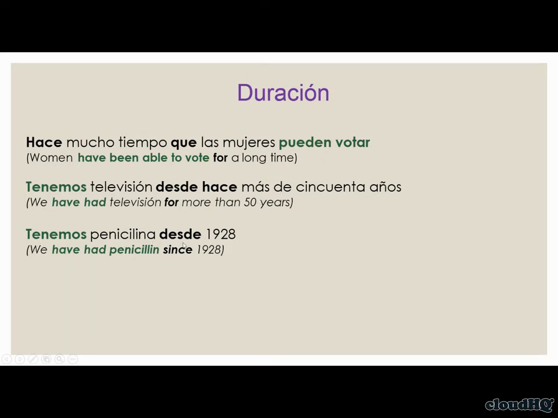Y tenemos penicilina desde 1928. And when we use desde, we require a date or a time reference. In this case, a date. We have had penicillin since 1928.